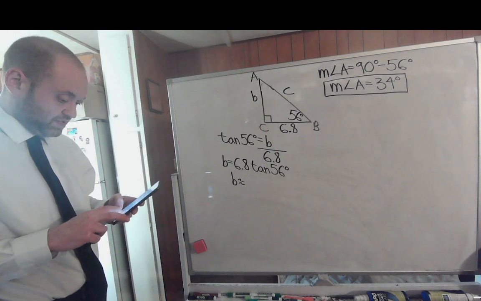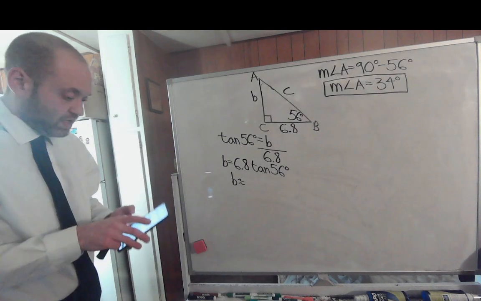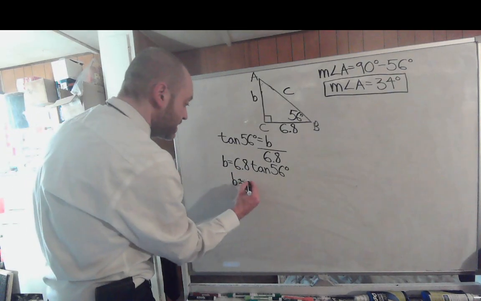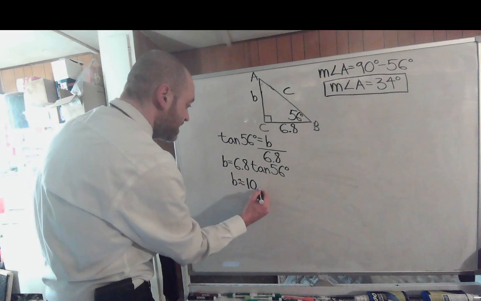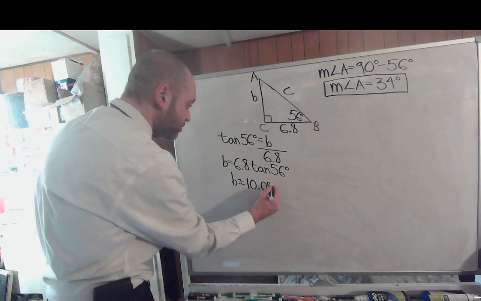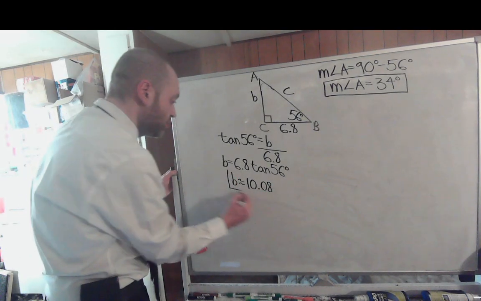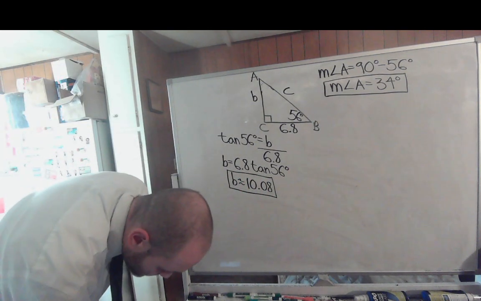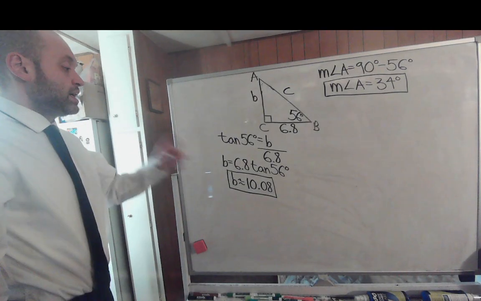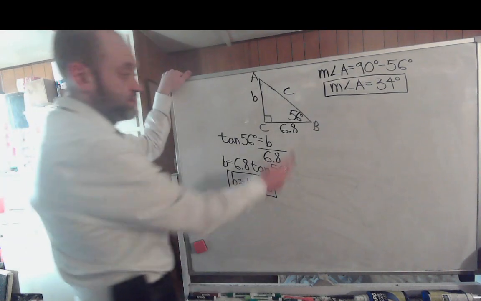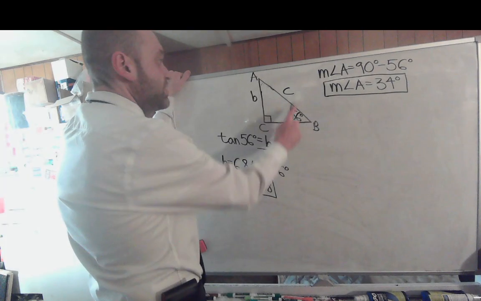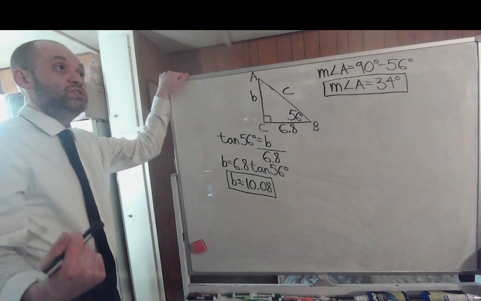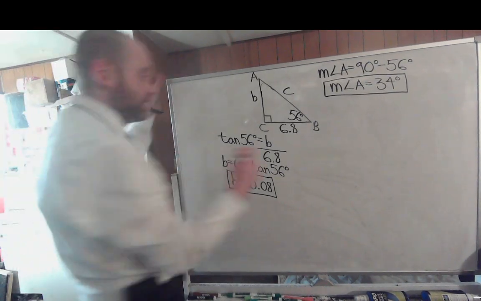Take that times 6.8. You get approximately 10.08. So side B would have a length approximately 10.08. Then we can proceed to find the hypotenuse. So let's say then, all right, we have the adjacent side and the hypotenuse. Well, we know hypotenuse over adjacent is the secant function, right?